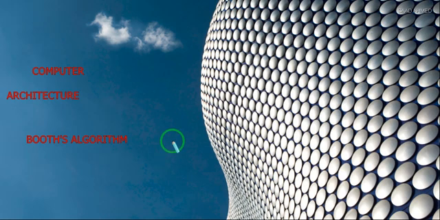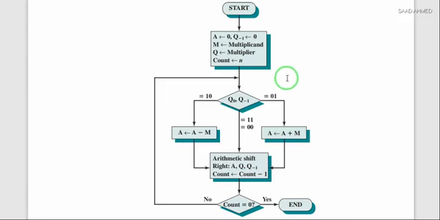Okay, today in computer architecture we are going to discuss Booth's algorithm, which is primarily used for multiplying signed numbers, and it's a very efficient algorithm. So let's start. You can see the flowchart of Booth's algorithm. It's a little different from the one we discussed in the previous session. I'll describe it briefly first, and then we'll go into the details and perform step-by-step calculations.